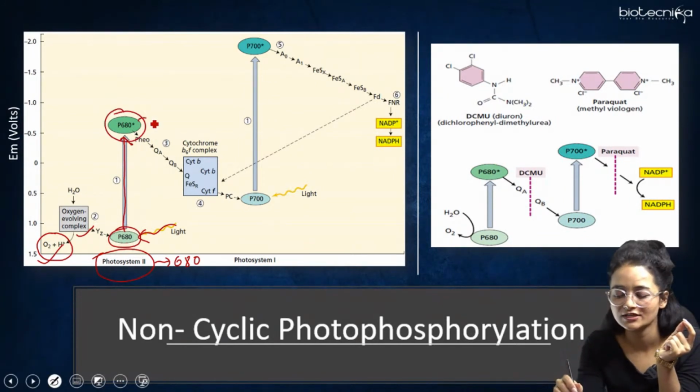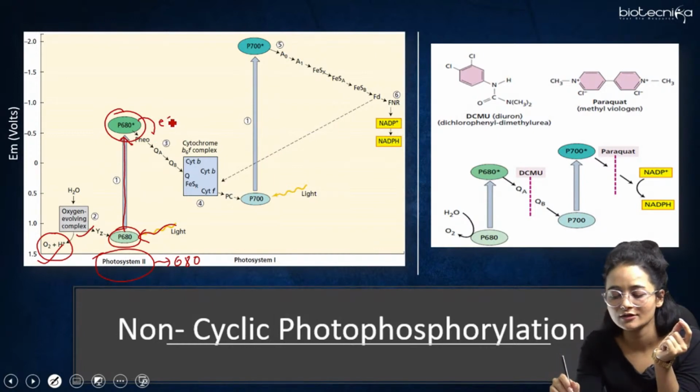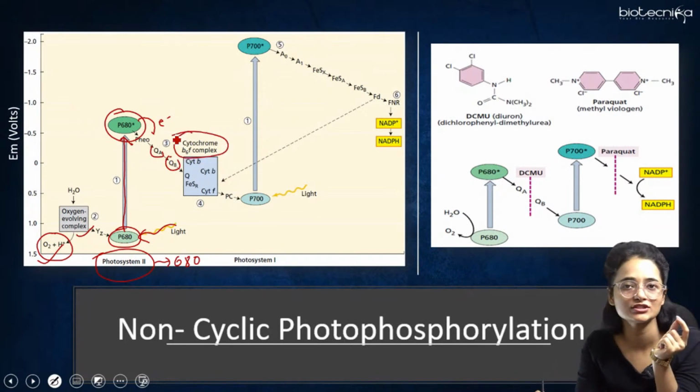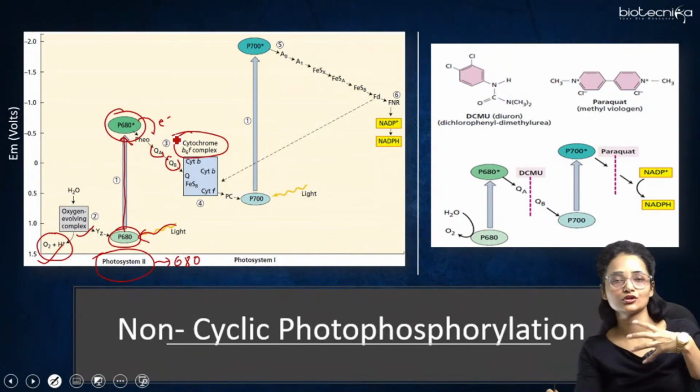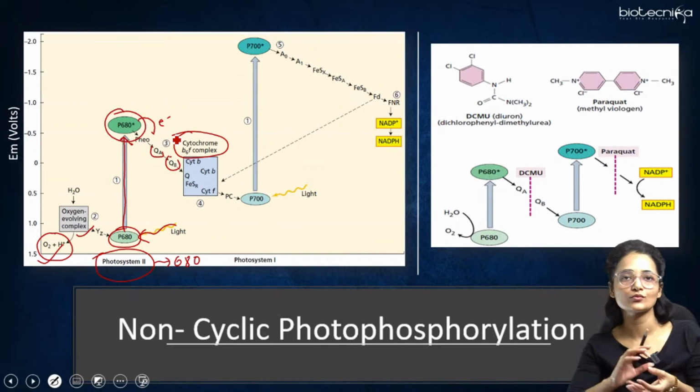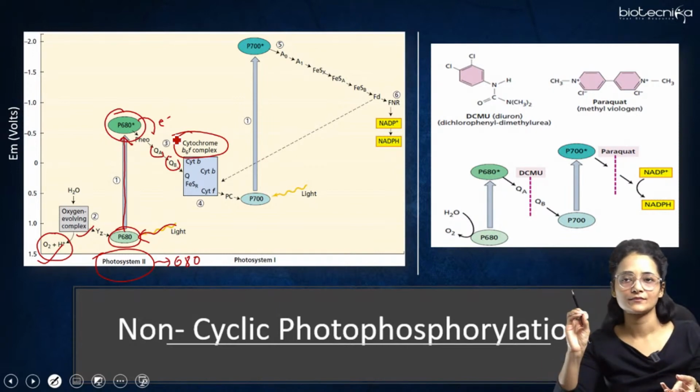After here, it will be donating the electrons to pheophytin. Then it will be transferring the electron to the QA molecule, then the QB molecule. Then there will be a cytochrome B6F complex to which it will be transferring it. So this order you need to remember, because in exams sometimes the question is asked in the form of what would be the order of the transfer of electrons in case of the Z scheme, right?